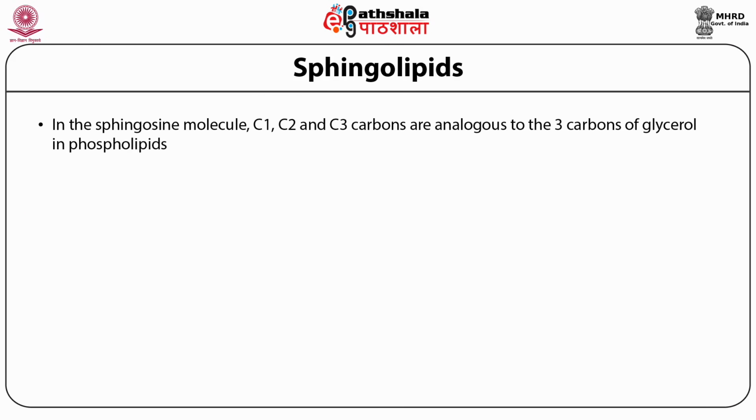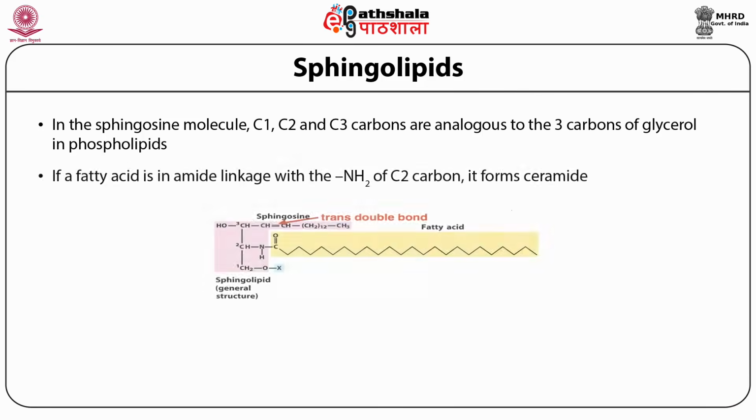In the sphingosine molecule, which is the backbone of sphingolipid, the C1, C2, and C3 carbons are analogous to the 3 carbons of glycerol in phospholipid, as you can see in the structure here. If a fatty acid is in amide linkage with the amino group of the C2 carbon, it forms a ceramide.